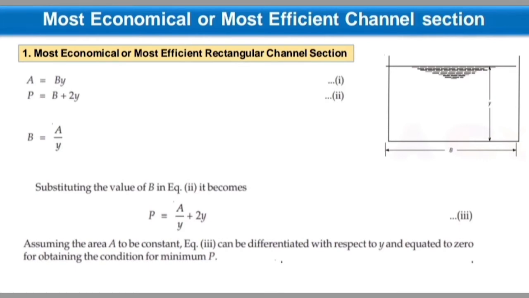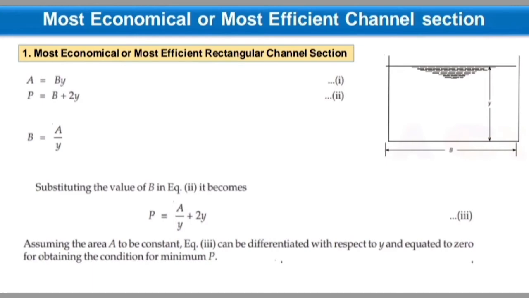First one is a rectangular channel section. Consider a rectangular channel section having width B and depth Y. Area is given by width into depth, that is B into Y. Perimeter is equal to B plus 2Y. From the equation A equal to BY, we get B as A by Y.